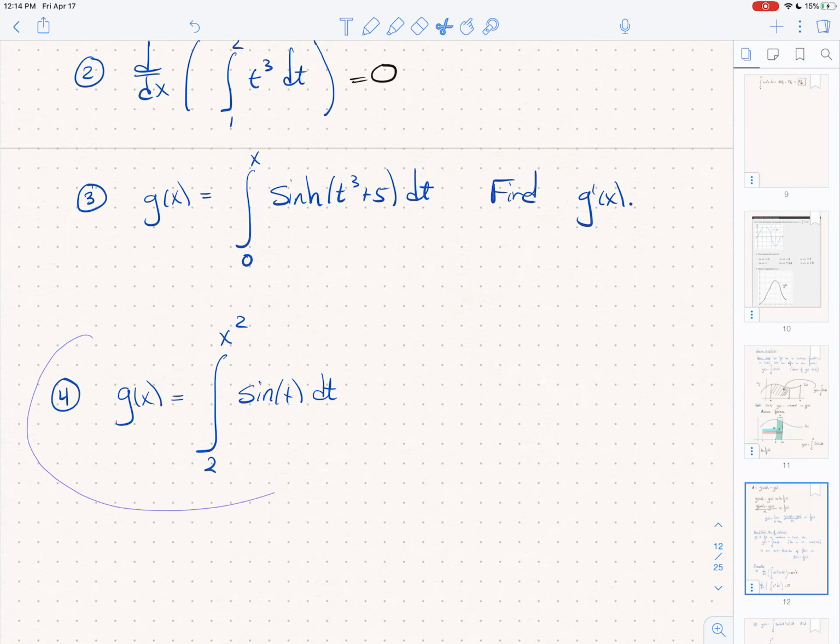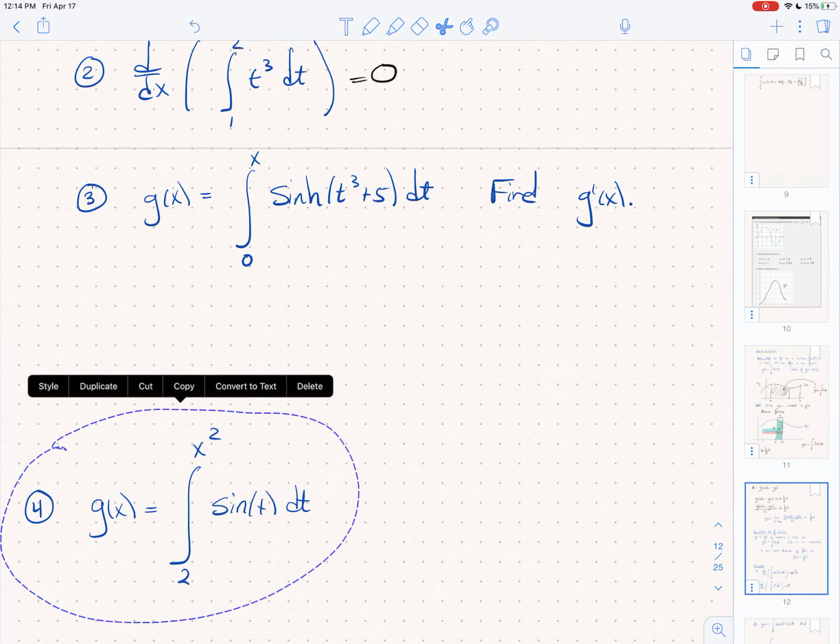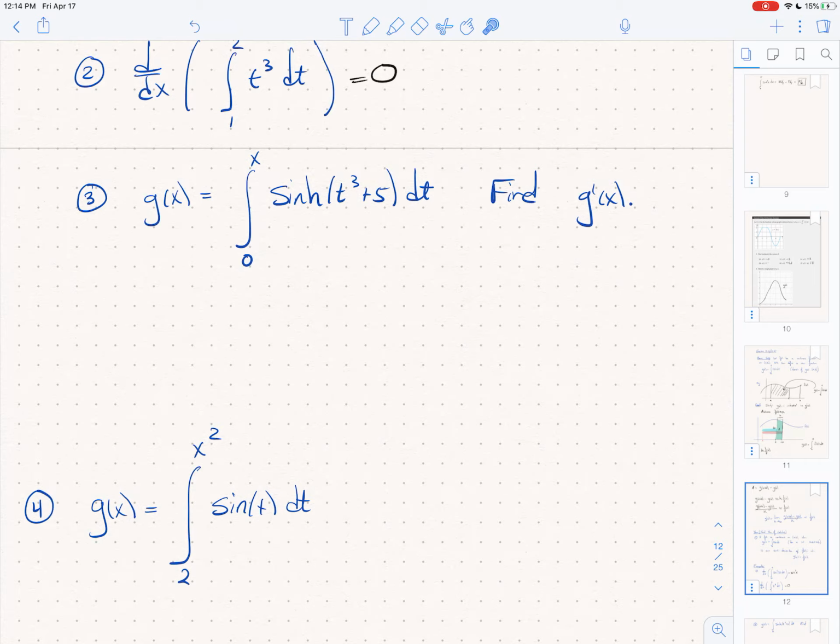Example 3. Let me give us a little more space. So we want to find the derivative of g given this g. Again, at a glance, I'm going from 0 to x, and I'm integrating this function, so I know that without working too hard, g prime of x is just the sine of x cubed plus 5. Done. That's all there is to that one.